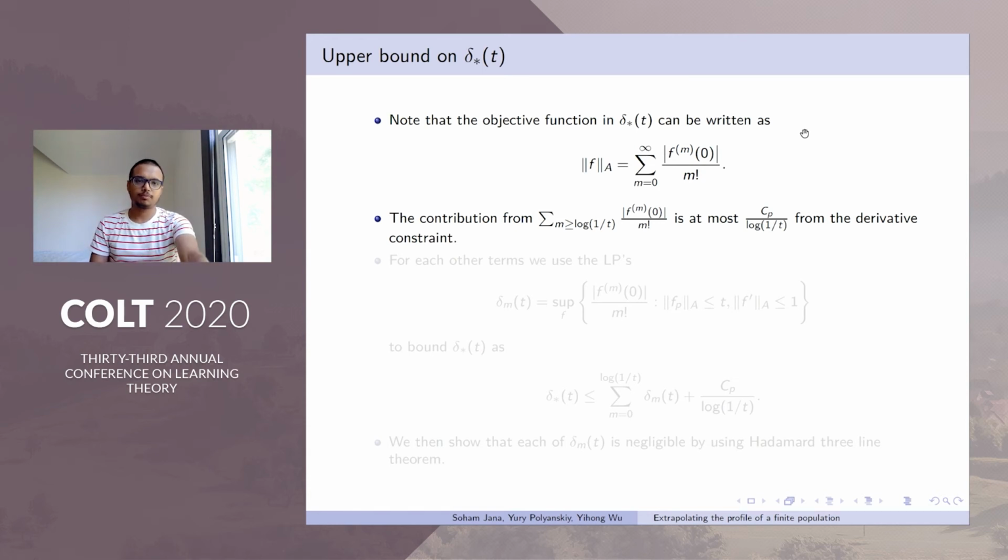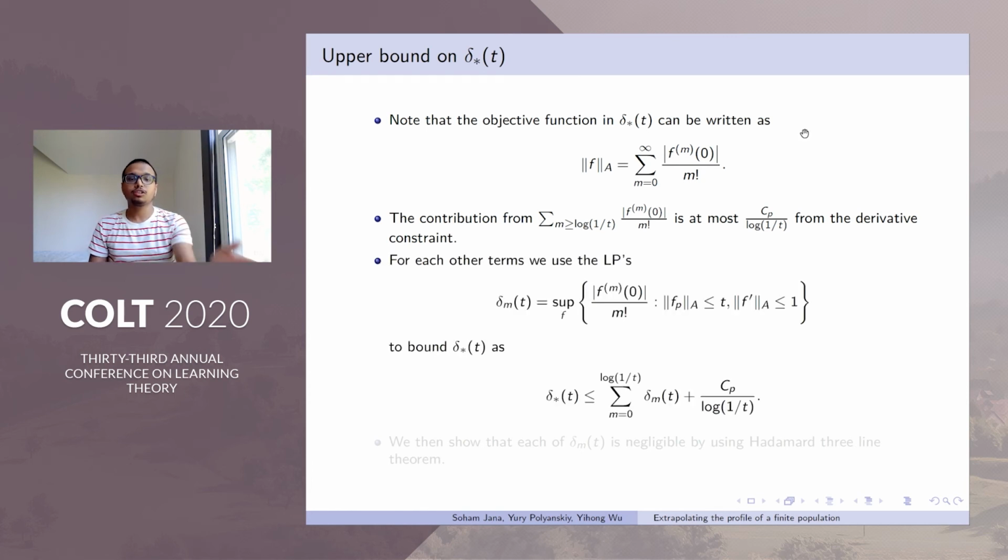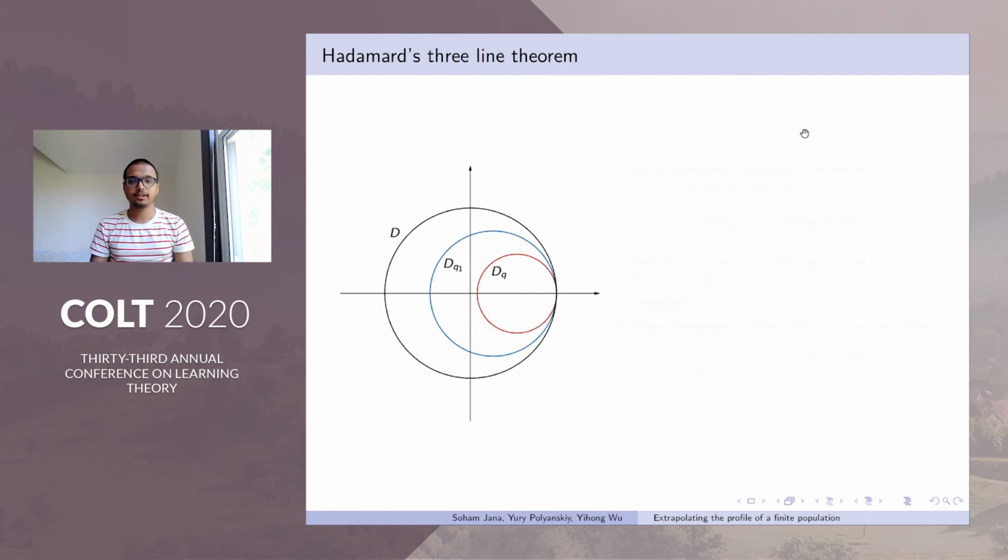And this can be proven easily by using the constraints on the derivative. For each of the previous terms, we actually define separate linear programs that maximize the coefficient over the similar constraints in delta star, and find out that these small linear programs actually bound delta star from above. So finally, we just show that these individual linear programs actually are negligible in value, and we use Hadamard's three-line theorem for the proof. So what is Hadamard's three-line theorem?